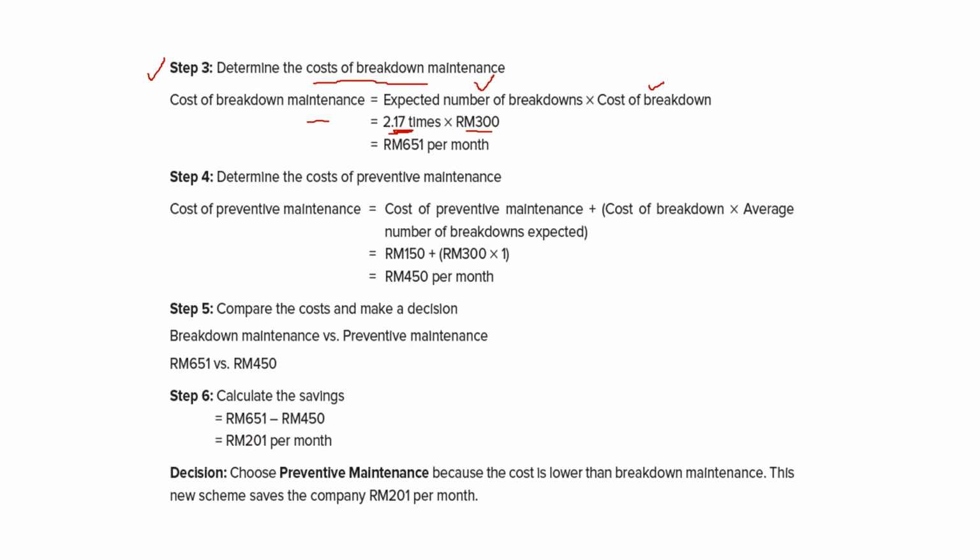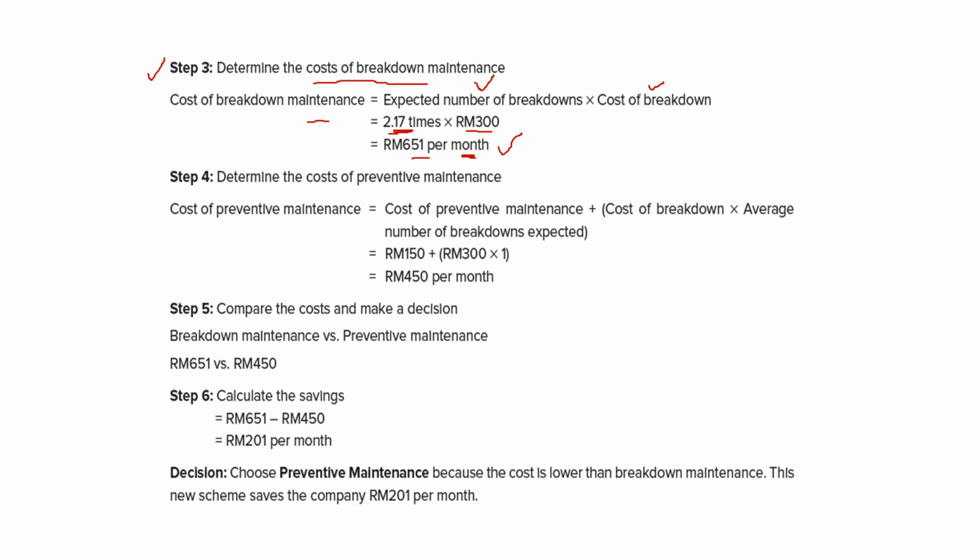So the breakdown maintenance cost will be 651 ringgit per month. Okay, we are using monthly basis because the question gives you in month. So that's why it is per month basis. So maksudnya, if the company maintains the breakdown maintenance, what the company has to pay is 651 ringgit per month.